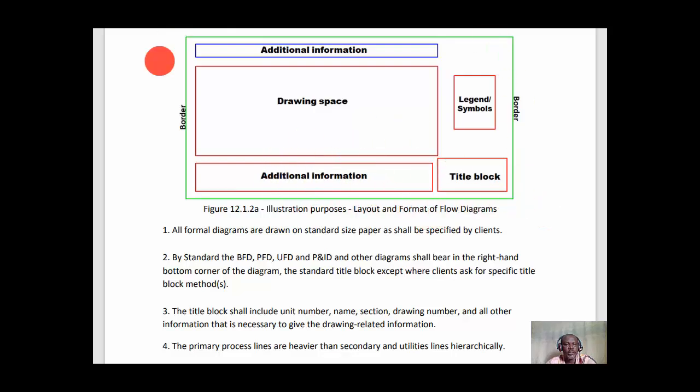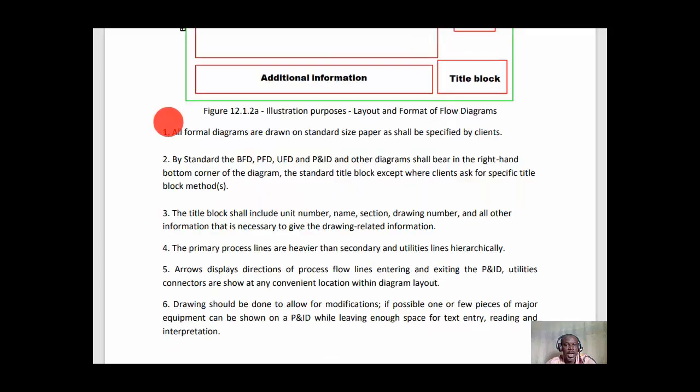Here we have the border as usual, just as we have in engineering drawing. Then we can have the drawing space and the title block. Then we can have additional information at the top and other additional information at the bottom. However, all format diagrams are drawn on standard size paper as shall be specified by the client.